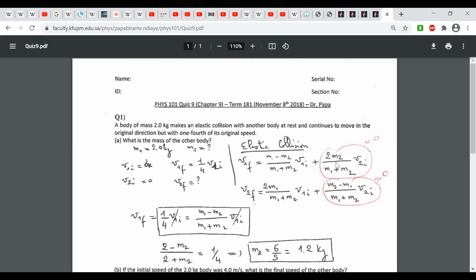Good. Now I use these formulas. I know that here V2 initial is 0, so both of these are 0. And then I will use the first one. V1 final is M1 minus M2 divided by total mass M1 plus M2, multiplied by V1 initial. And I said that V1 final is 1/4 of V1 initial. So I have an equation. The only unknown will be M2. And when you do it, it will be 6 divided by 5. It's 1.2 kilograms.